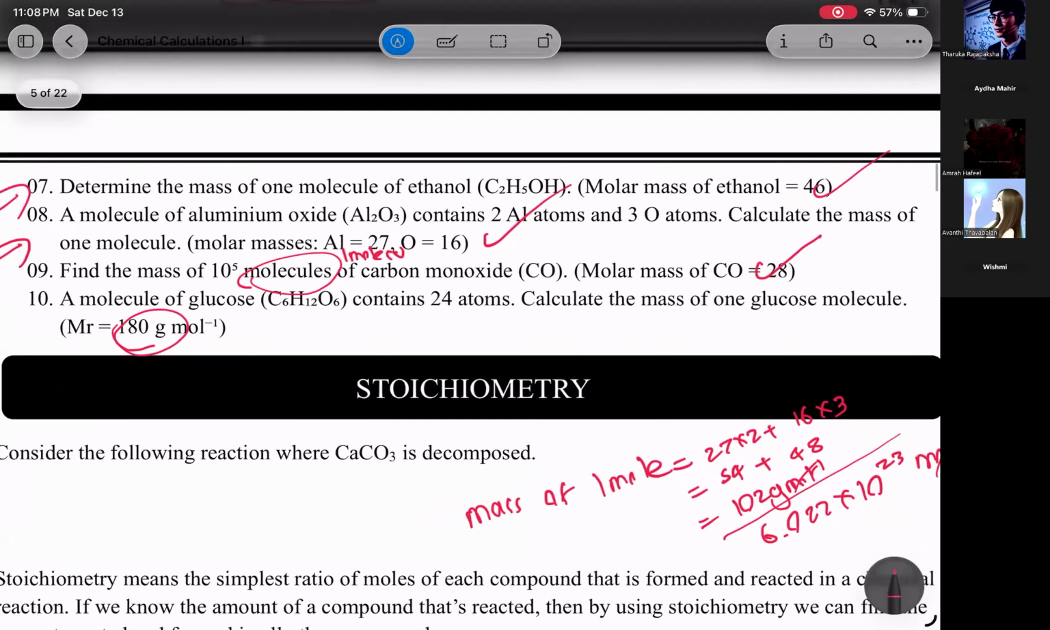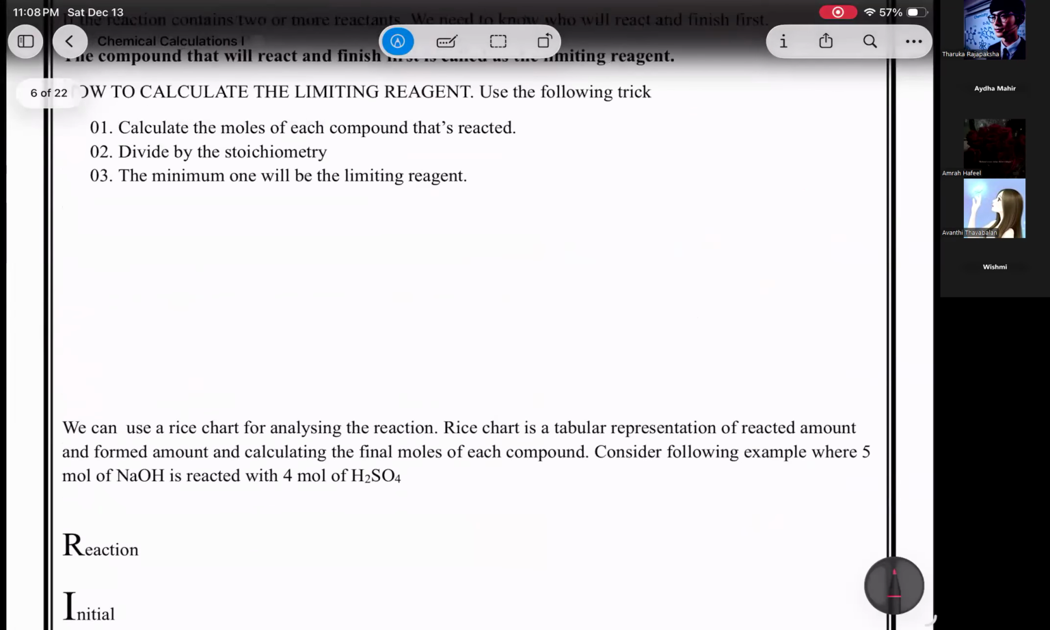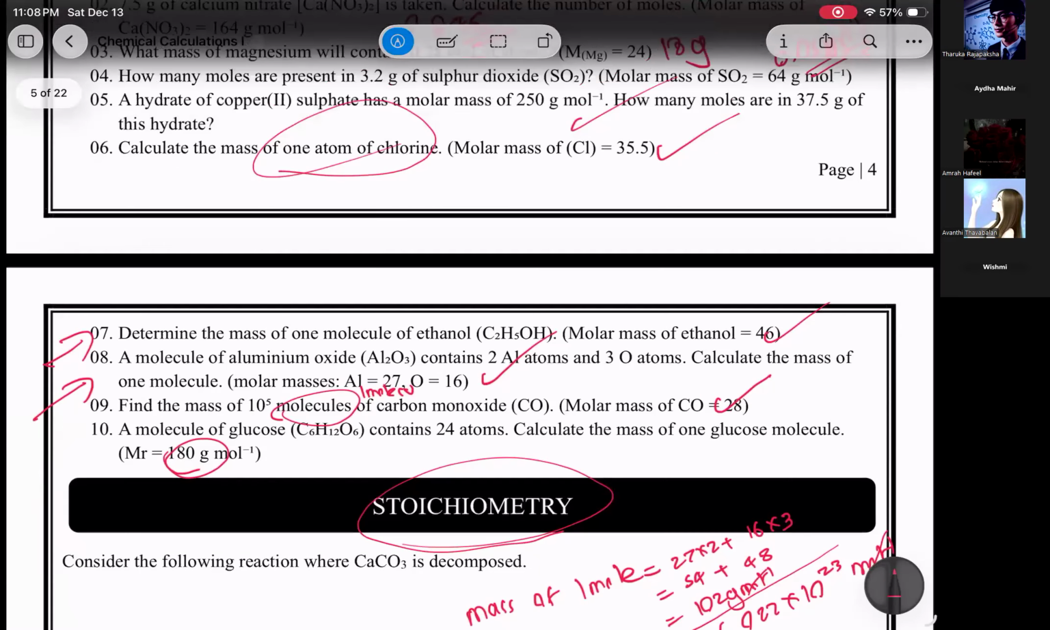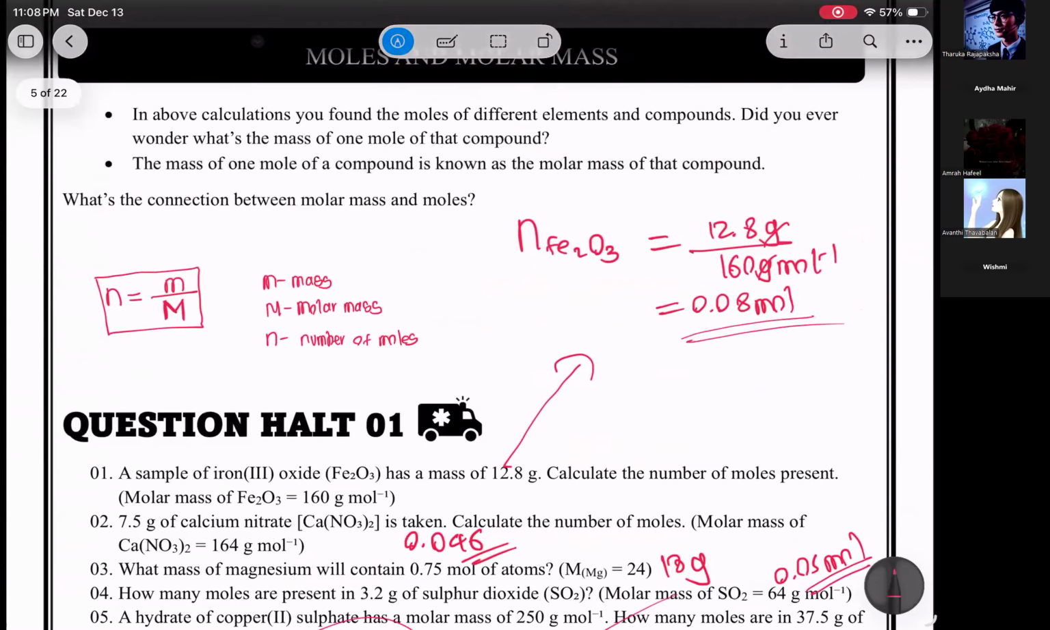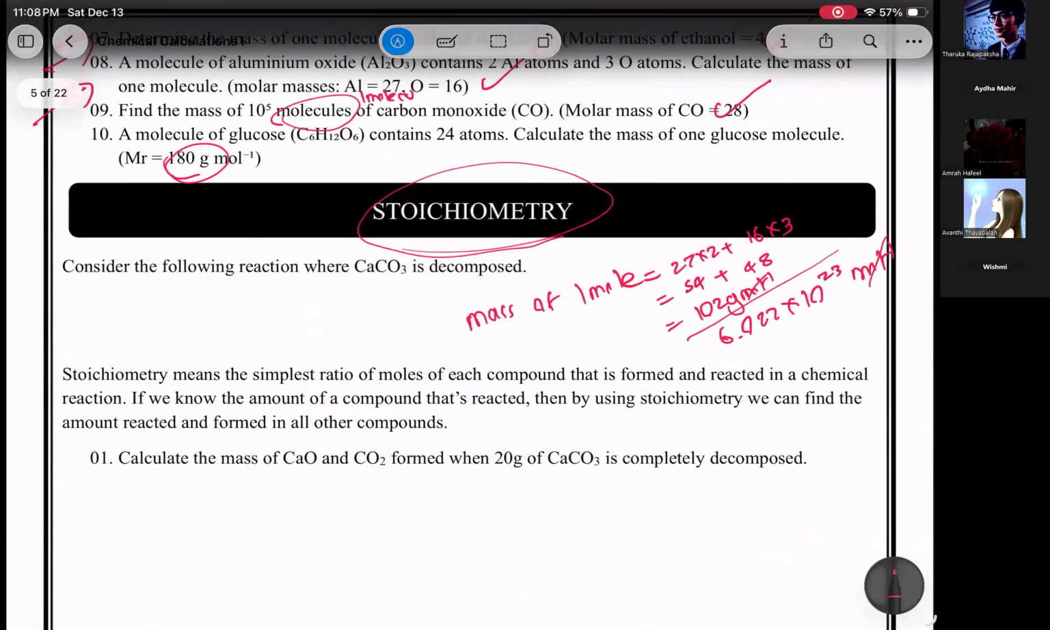People, did you understand this part? Stoichiometry and all, let's do in the next class. Only from stoichiometry do you have decent questions, people. Otherwise, from these parts you just have baby questions. Stoichiometry and all we are going to discuss next week.